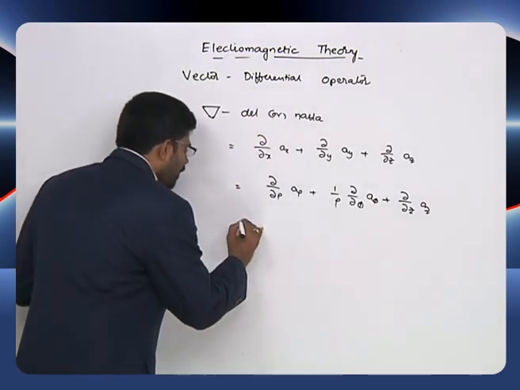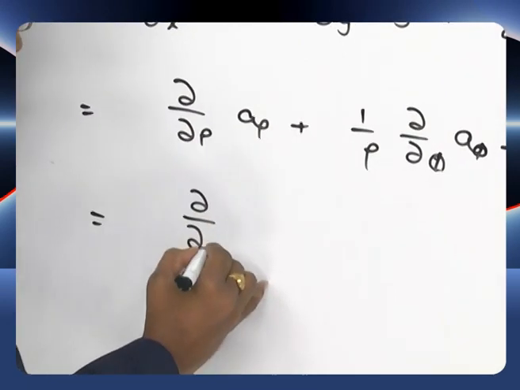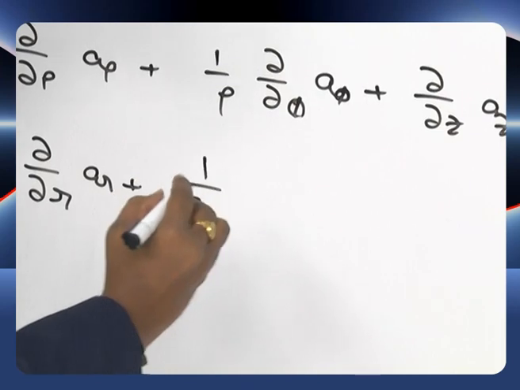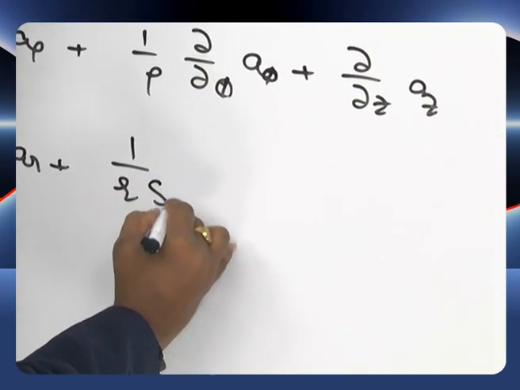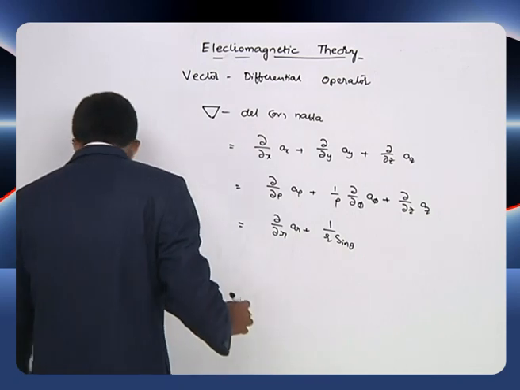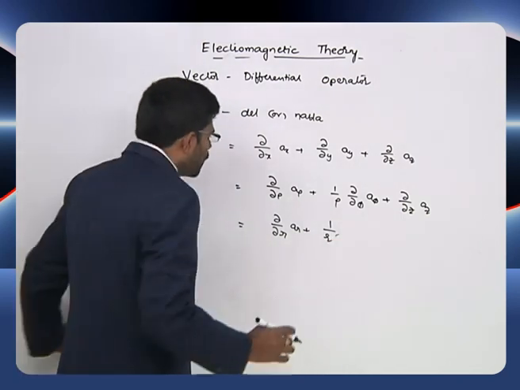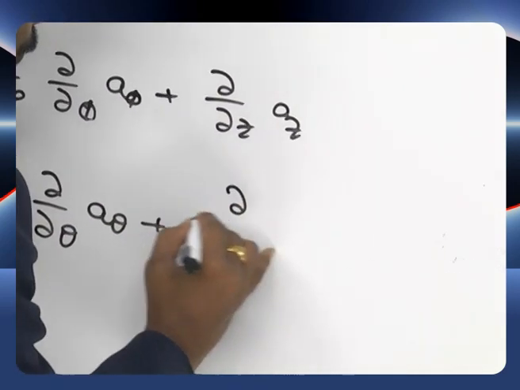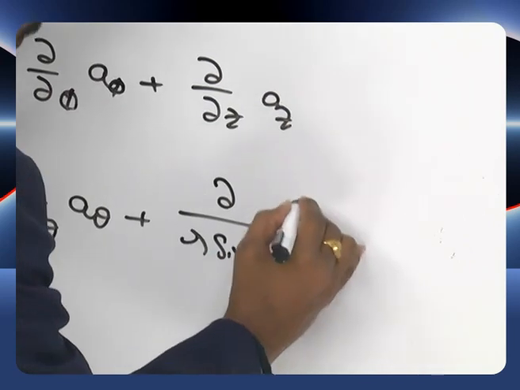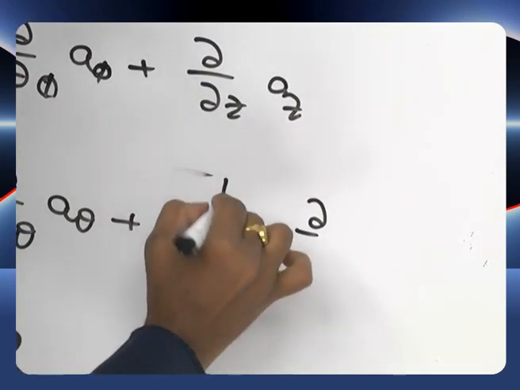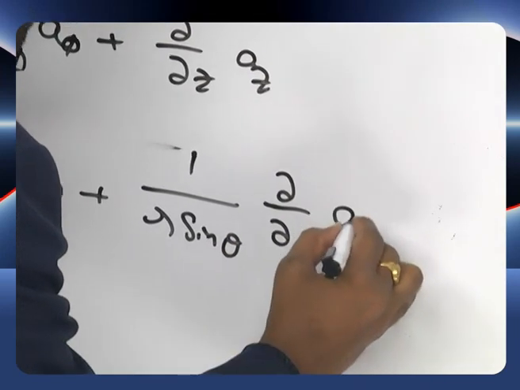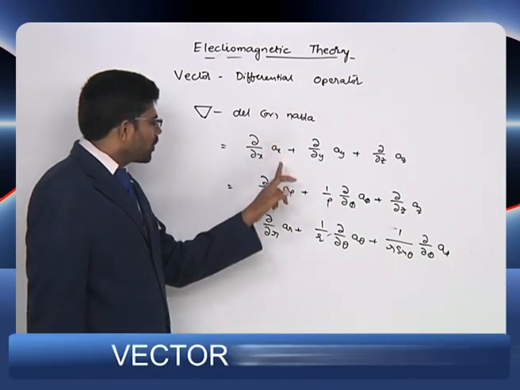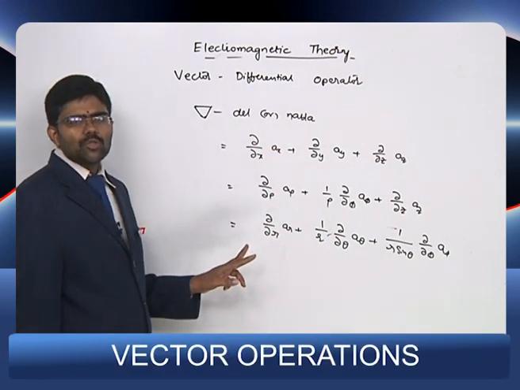And in the spherical coordinate system it was given as ∂/∂r a_r plus 1/r ∂/∂θ of a_θ plus 1/(r sinθ) ∂/∂φ of a_φ. So this is the definition of our del operator in rectangular coordinate system, cylindrical coordinate system and spherical coordinate system.